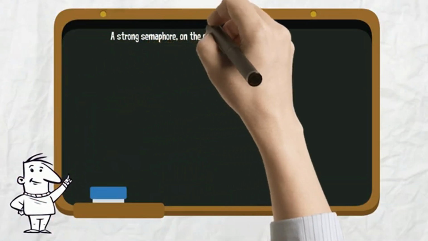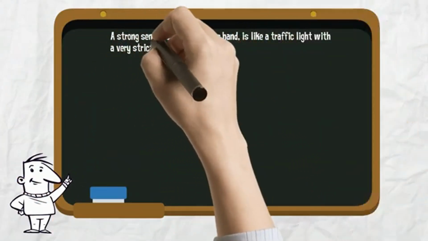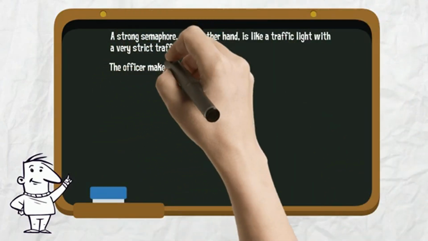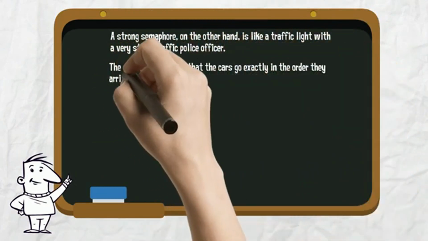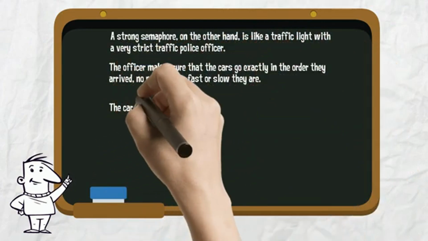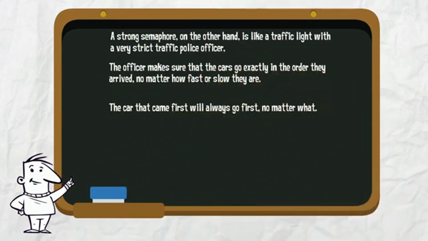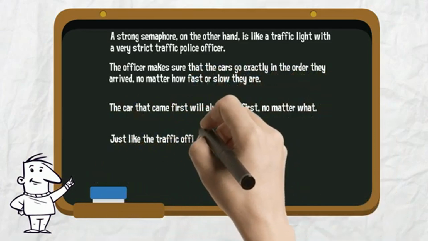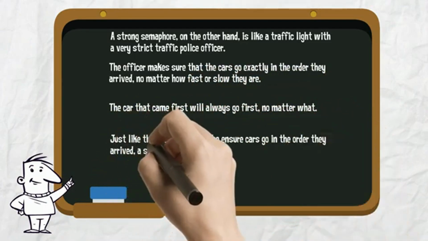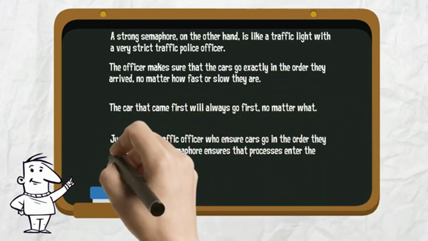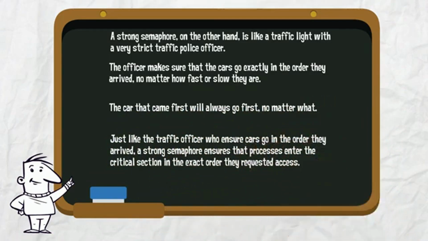A strong semaphore, on the other hand, is like a traffic light with a very strict traffic police officer. The officer makes sure that the cars go exactly in the order they arrive, no matter how fast or slow they are. The cars that came first will always go first no matter what. Just like the traffic officer who ensures cars go in the order they arrive, a strong semaphore ensures the processes enter the critical section in the exact order they request access.